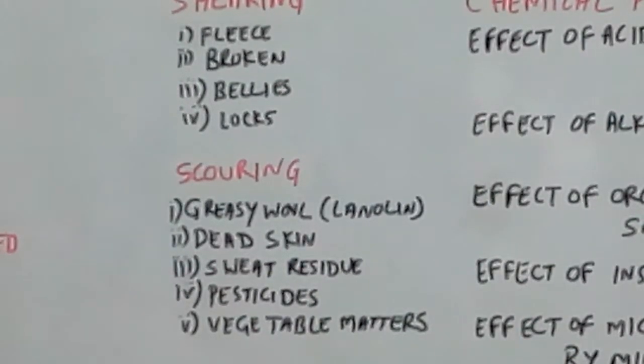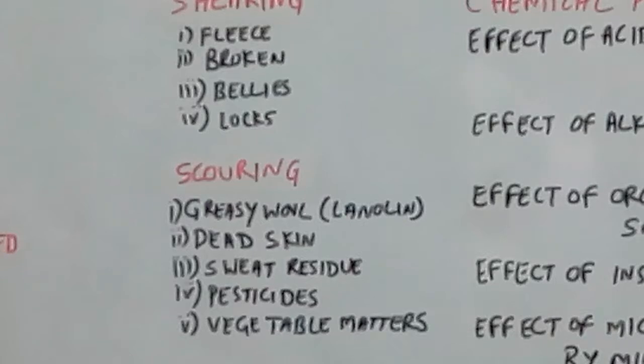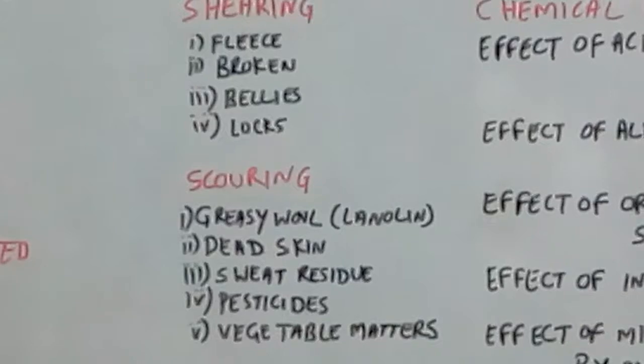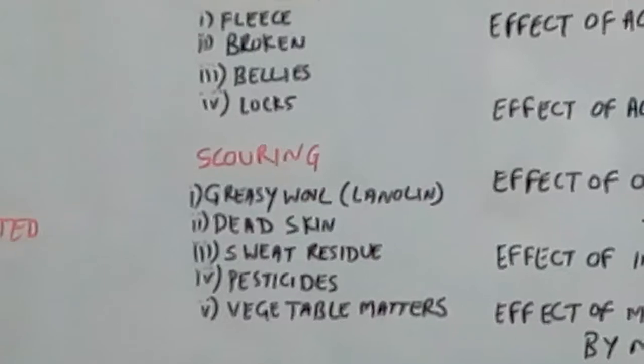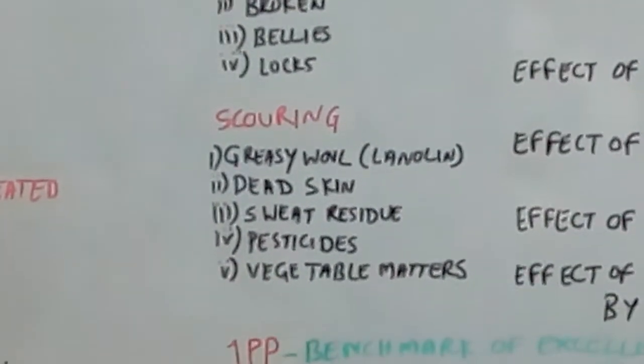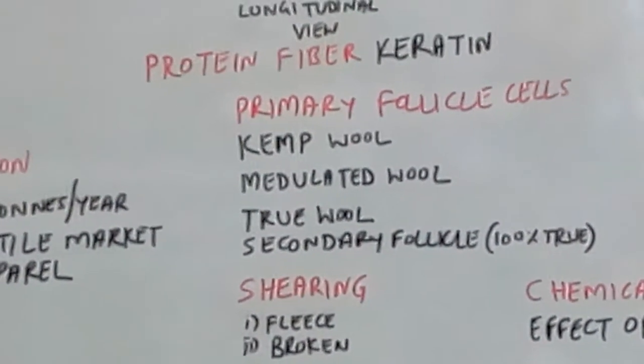And sweat will be there on the skin, that is animal sweat. And pesticides will be there because of the roaming animal. And vegetable matters attached to the fibers are all to be removed. The good wool must be free from all these things: grease, dead skin, sweat residue, pesticides, vegetable matters. After shearing and scouring, the wool is packed in bales and taken to the market.